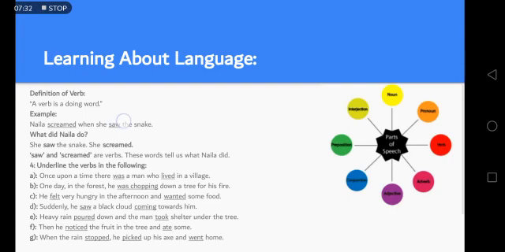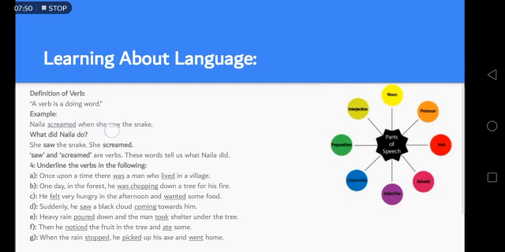Verbs are something known as action words. For example, the girls were singing, Ali is laughing. Here the verbs singing and laughing are showing actions. Now I am reading the definition of verb for yourself.